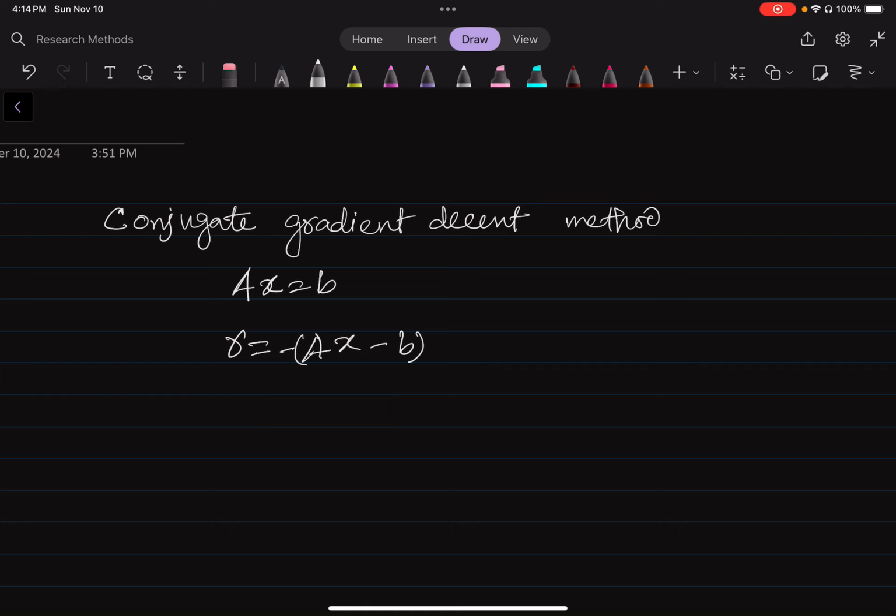The conjugate gradient method uses the idea of steepest descent, always moving in the direction where the error decreases the fastest. But pure steepest descent can get inefficient because it sometimes oscillates and doesn't converge quickly. The conjugate gradient method refines this by ensuring that each new direction we take is conjugate, or orthogonal in a sense, aligned with the properties of A. This conjugate relationship prevents the oscillation of steepest descent and allows us to take a direct path towards the solution.